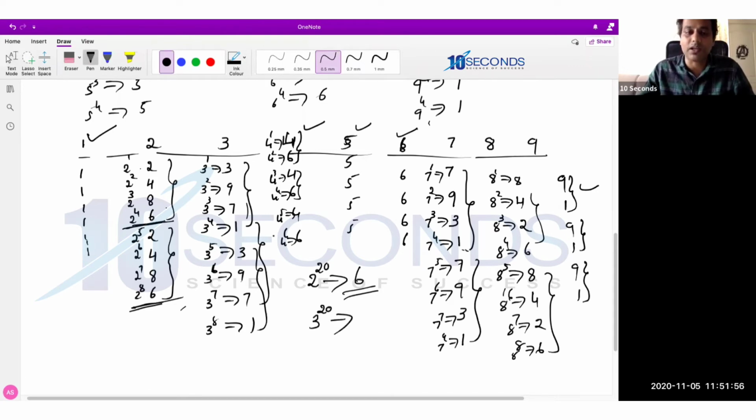What is 3 power 20? You know that 3 power 4 ends with 1. 3 power 8 also ends with 1. So 3 power 12 also ends with 1. 3 power 16 also ends with 1. So 3 power 20 also ends with 1 only. So 3 power 20 ends with 1.